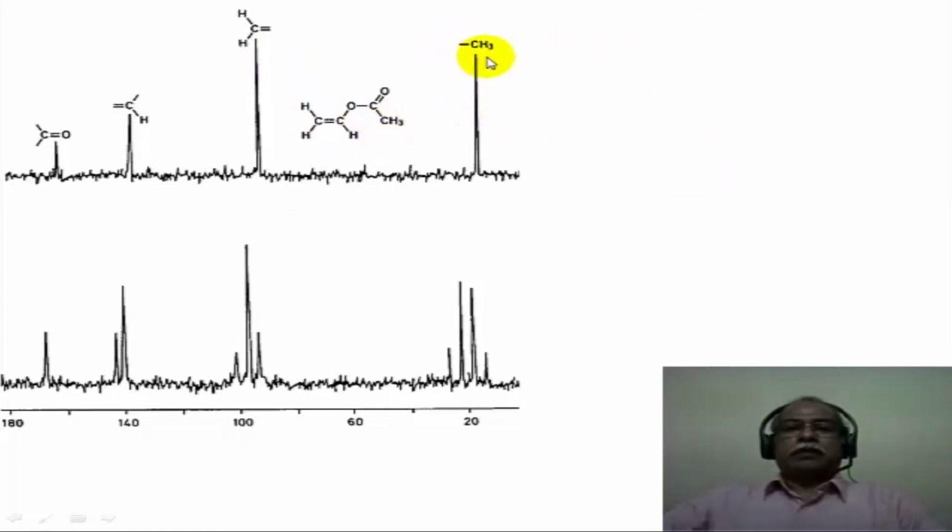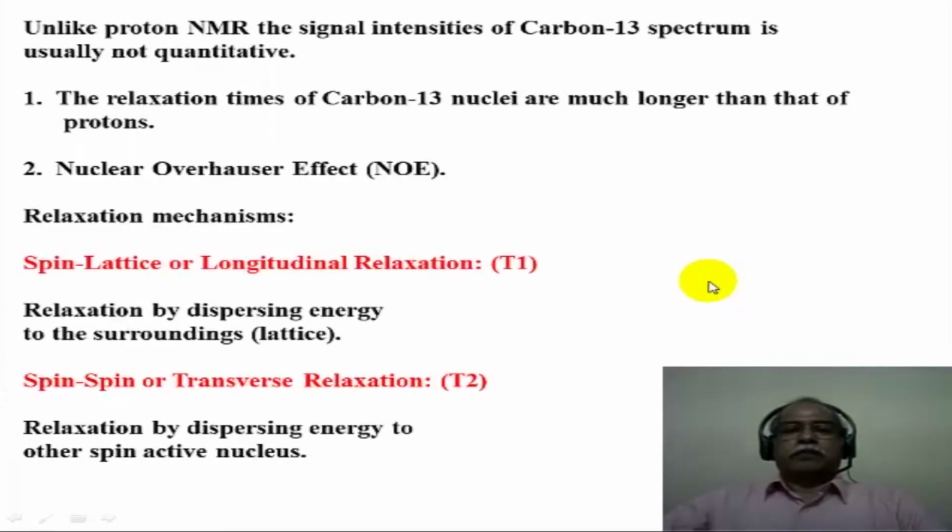So the methyl carbon now in the off-resonance spectrum appears as a quartet, whereas the CH2, the terminal carbon bearing 2 hydrogens, appears as a triplet, although the triplet is a highly distorted triplet, not a regular triplet. And the CH carbon of the olefin appears as a doublet because there is 1 hydrogen attached. Finally, the carbonyl carbon, which does not bear any hydrogen, appears as a singlet both in the decoupled spectrum as well as in the off-resonance spectrum.